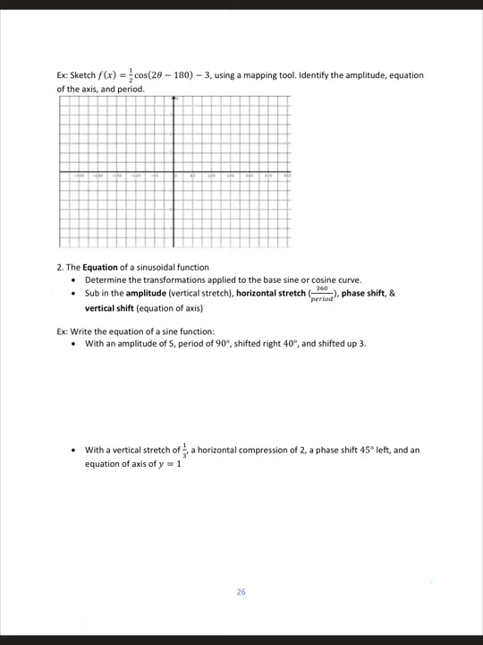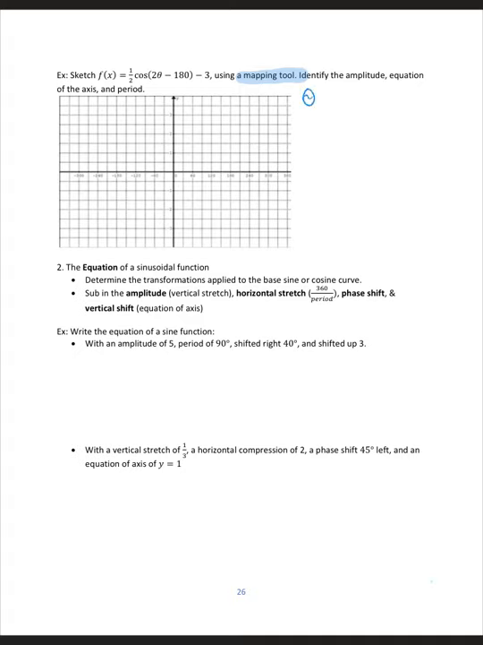Okay, so this next example, we're going to again sketch the transformed function, but this time we're going to use that mapping tool. Use the mapping tool. And then we will again identify our amplitude, our equation of our axis, and our period. So we have a cosine function. Let's start by writing our key points for our cosine function.